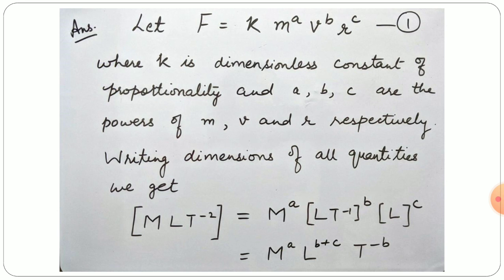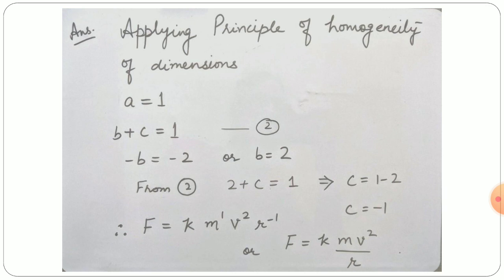And when we solve using the concept that when bases are the same, powers are added, we get M to the power A, L to the power B plus C, and T to the power minus B. Now equating the powers on both the sides, we get A is equal to 1, B plus C is equal to 1, and minus B is equal to minus 2. Further solving, we get the final formula F is equal to K mv square upon R.